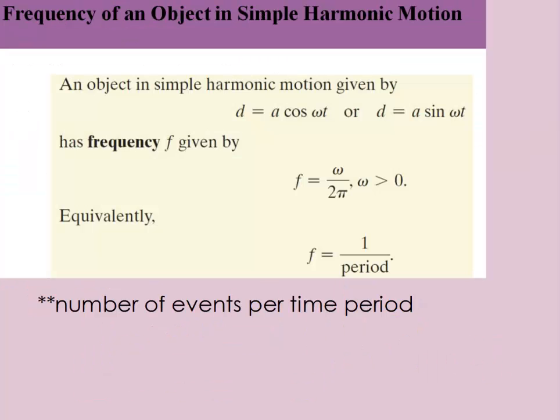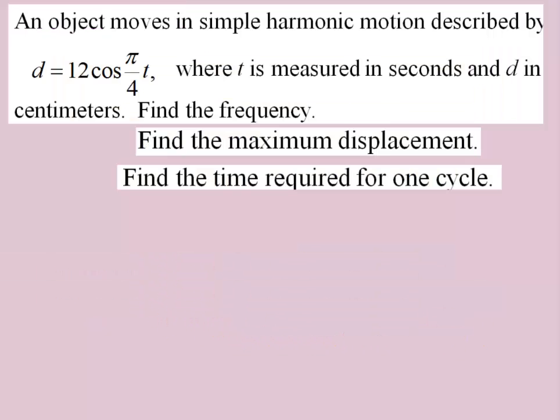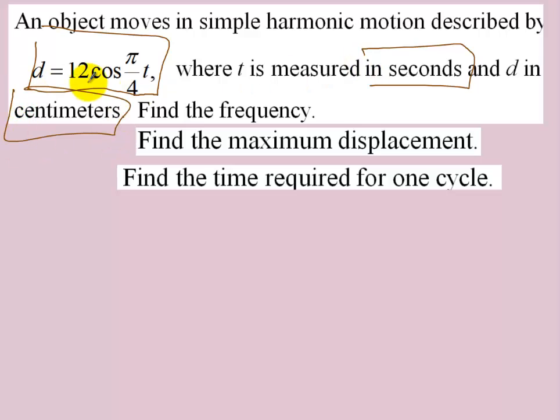Okay, let's talk about frequency in an object. An object that's in simple harmonic motion has a frequency given by the function w over 2 pi. So what is frequency? It's the number of events per time period. Usually we're talking in seconds for some of this. So an object moves in simple harmonic motion described by d equals 12 cosine of pi over 4t, where t is measured in seconds and d is in centimeters.